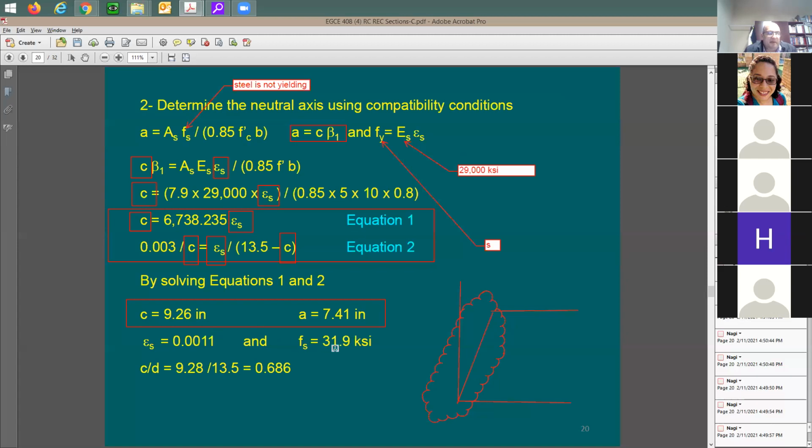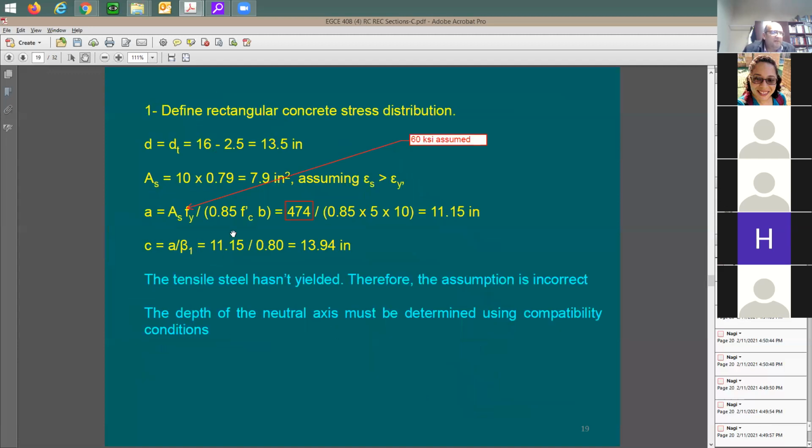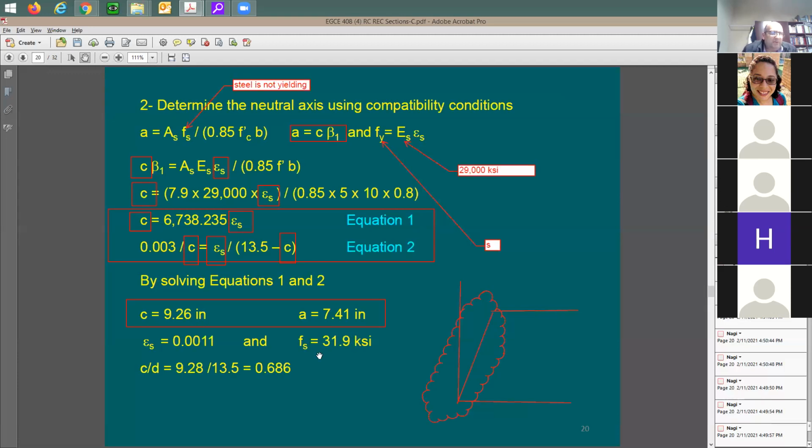Here's Fs. I said it's about maybe 30, turned out to be maybe 32. Not bad. Based on what equation? Based on this equation, the stress in the steel is equal to this strain multiplied by 29,000. It's going to be 31.9. So when you assume that the steel stress is 60 KSI, like in the previous slide, that was just too much, because the actual stress in the steel is about 32 KSI.